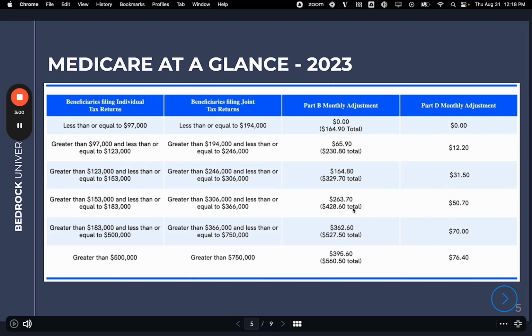So for example, if a couple is making between $194,000 and $246,000 on their adjusted gross income or modified adjusted gross income in 2021, we can tell them that they can probably expect to have an IRMAA surcharge of about $65.90 for their Part B and $12.20 for their Part D. This means that in total, for Part B, they'll be paying $230.80 per month.